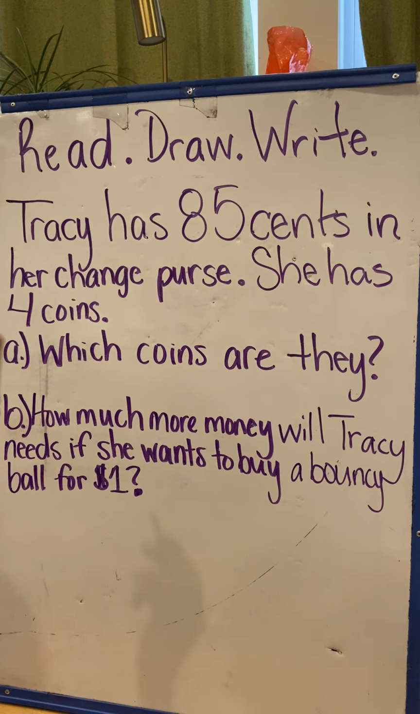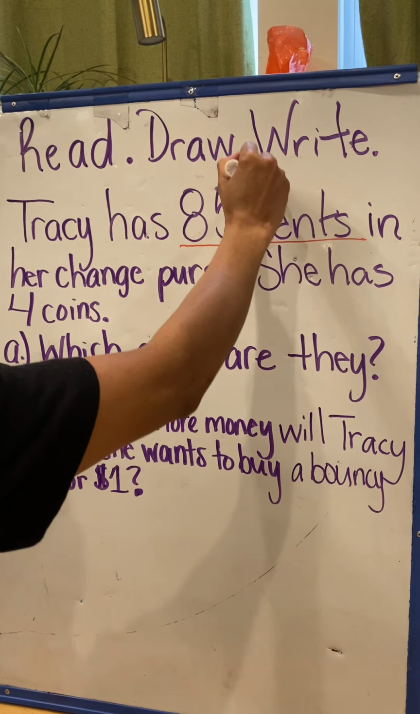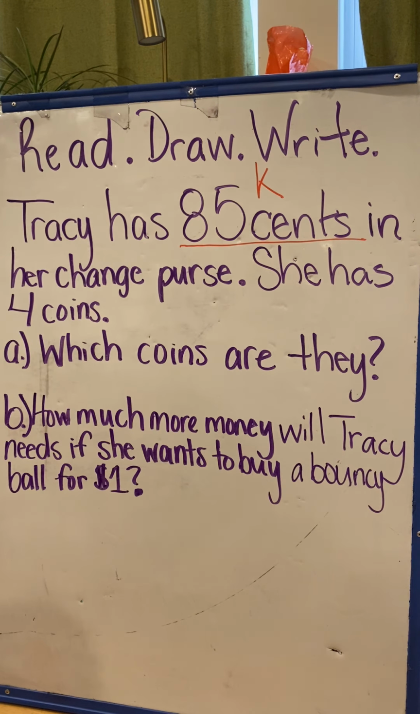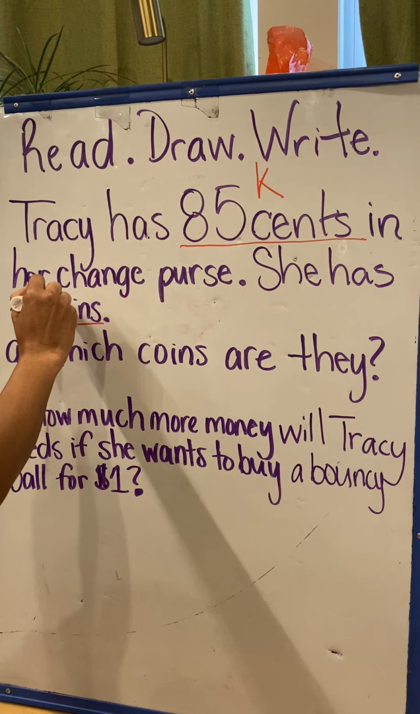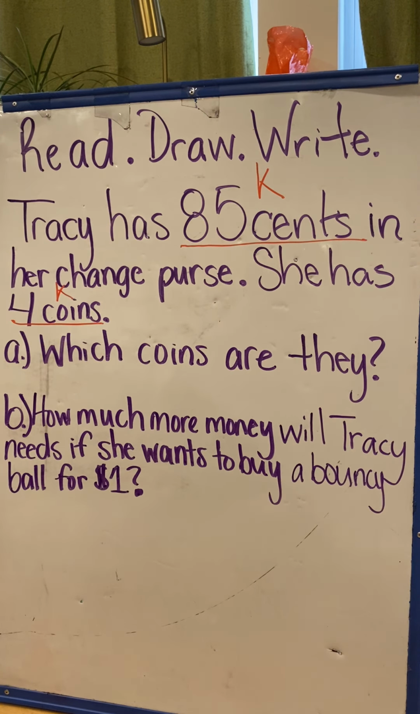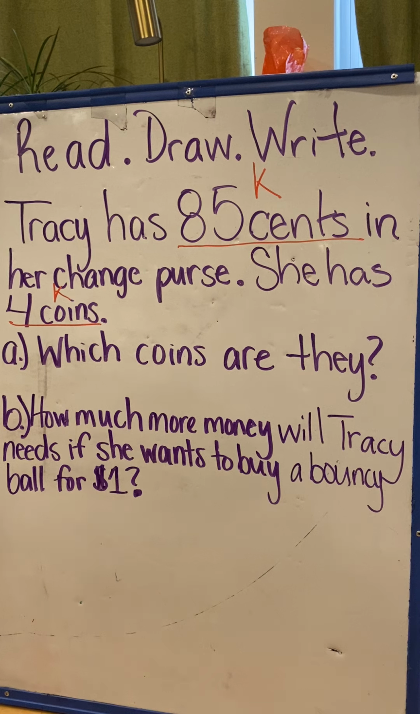So we know this problem is about Tracy, but what about Tracy? Tracy has 85 cents. That's something that we know. We also know that Tracy has 4 coins. I put a K because when we were in our classroom, we always wrote a K for something that we know. Now we're going to talk about what the question wants from us.